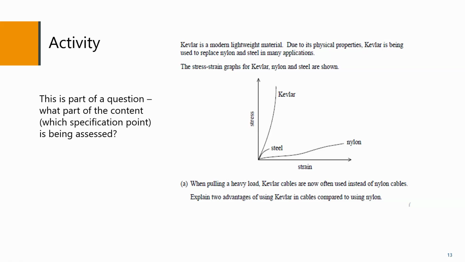Okay, so you're expected to understand the stress strain graph that's being shown there for Kevlar and steel and nylon, and use that to explain two advantages of using Kevlar in cables compared to using nylon. It's worth making the point here that when a question includes a graph like this, it's expecting students to refer to that graph in their explanation. They're not just expected to explain those advantages using their other knowledge of those materials. They will need to refer to the graph itself to get full marks. So if there's a graph in the question, it's not there just to illustrate, it really is something they're expected to use in their answer.